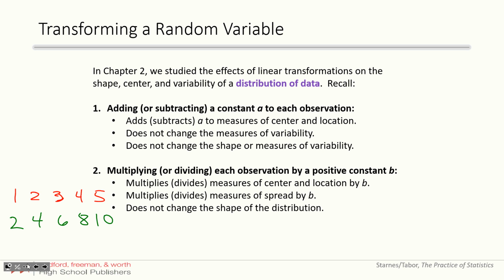So my data is now spread out. Even if I just think about range, in red, my original data, the range went from 1 to 5. Now my range is going from 2 to 10. So it's twice as big, right? So it changes your IQR. It changes your standard deviation and your range by a multiple of 2. Although it does not change the shape of the distribution. So those were our rules on the raw data values from chapter 2.